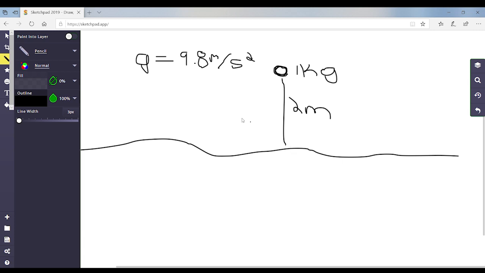Okay, so we can solve for potential energy by just saying mass times gravity, which gravity is acceleration, right? So mass times acceleration is force. So mass times gravity equals force. And then we know that force, I'm just going to write F, times distance, let's write D for that, equals work, so just W.